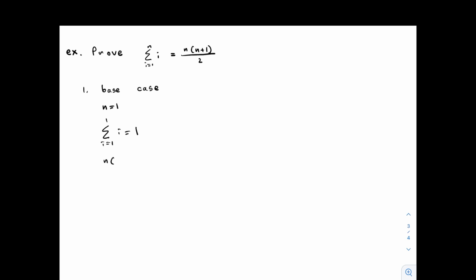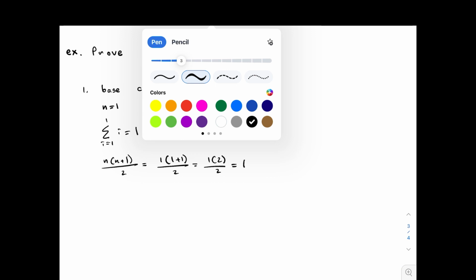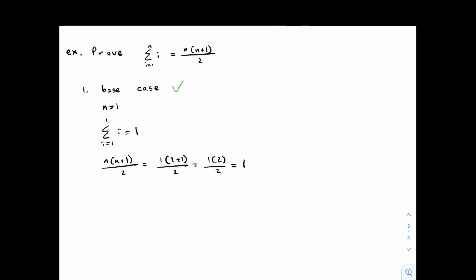Well, n times n plus 1 over 2 is 1 times 1 plus 1 over 2, which is 1 times 2 over 2. And this is actually equal to 1, showing that this formula holds for the base case. Right, so just for sanity's sake, I'm going to put a little check mark next to the base case.